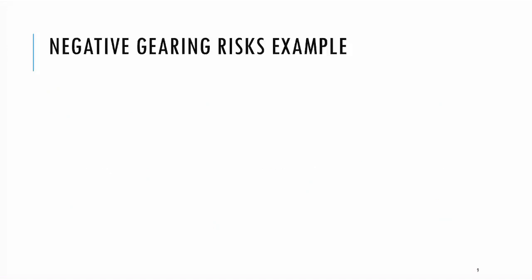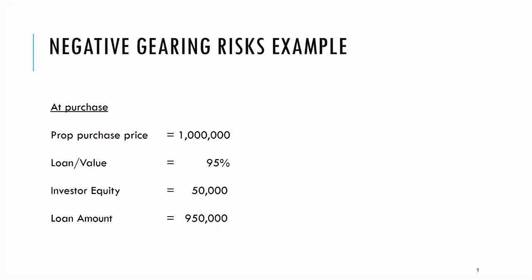Right. Let's go through the example. Okay. Property purchase price at the purchase: the price of the property is 1 million. Loan to value ratio is 95%. And then the investor's equity, how much is it? 5% of 1 million is 50,000. So the loan amount is 950,000. So the bank is happy to give you 950,000. Right? So you borrow 950,000.